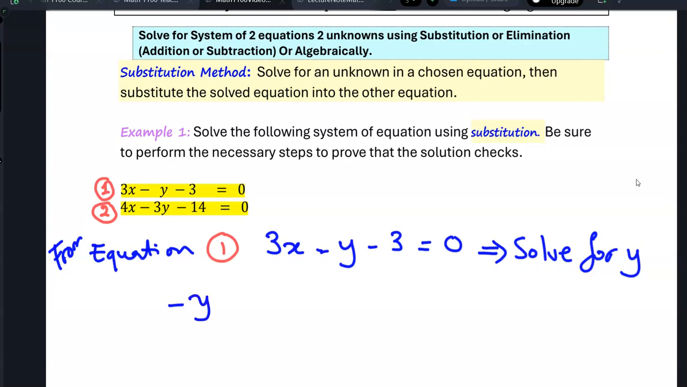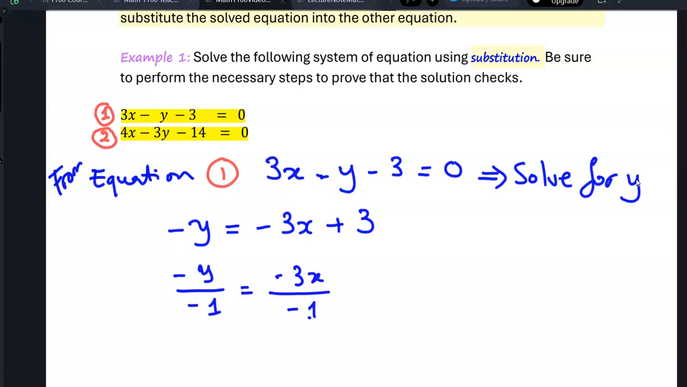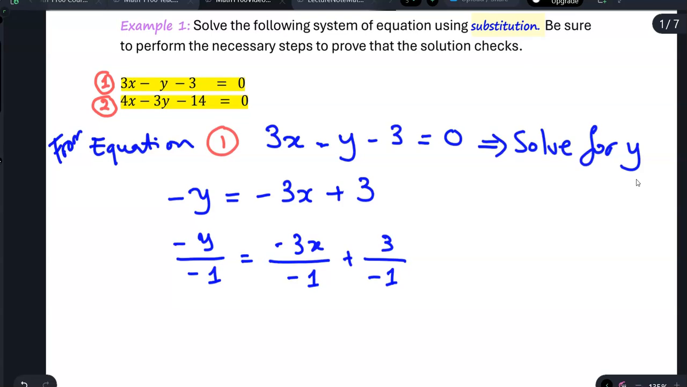I am going to bring everything over to this side of the equation, so it will be negative 3x plus 3, right? Now, because I am solving for y, I must have y on its own. So I must divide both sides of the equation by minus 1. Whatever I do on one side of the equation, I must do the same thing on the other side of the equation.